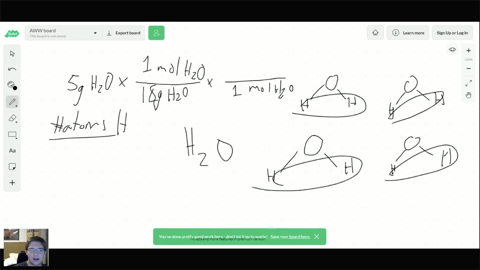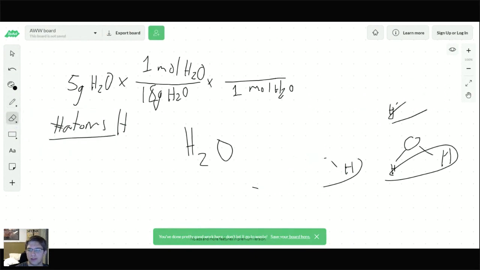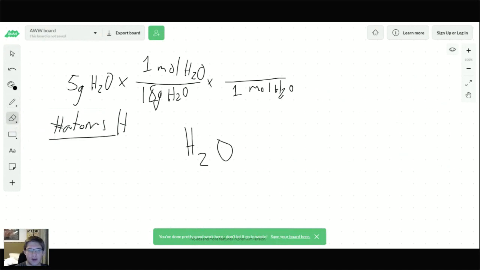7, 8 hydrogens. The same goes for moles. If I have 1 mole of water, I'm going to have 2 moles of hydrogen. That's due to the fact that you just look at the subscript, and you'll always have double the amount of hydrogen as you will oxygen. So we see we have 2 moles of H, hydrogen.